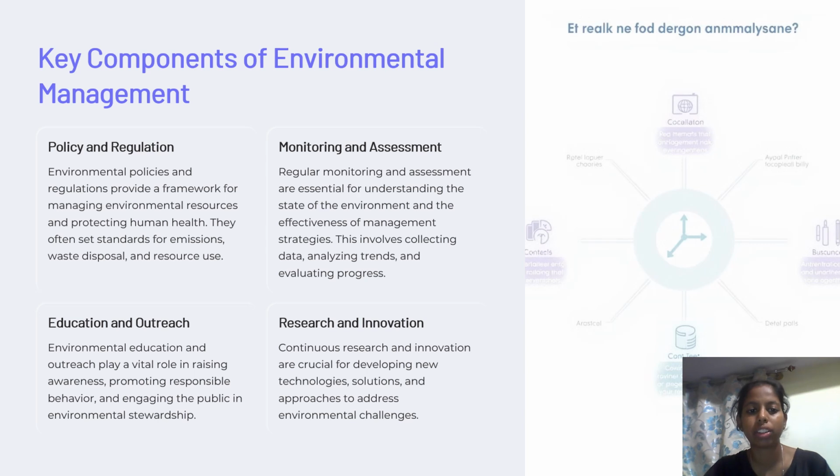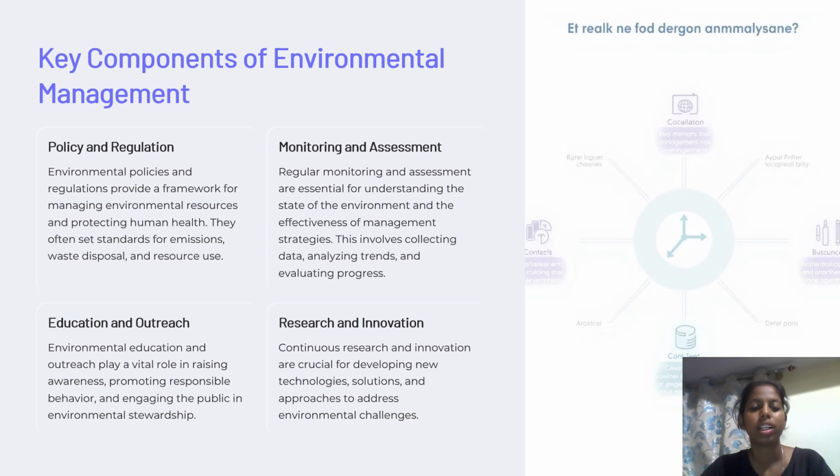The first, policy and regulation, tells how the environmental resources and protecting human health should be framed. By this policy and regulation, we learn how the environment should be framed and how it should be protected. And another is monitoring and assessment. Monitoring and assessment is like managing the environmental strategies, and assessment is nothing but analyzing trends. What are the future impacts? If we do this thing, what is the impact on the environment in the future? This is monitoring and assessment.